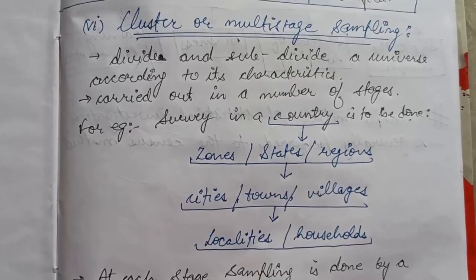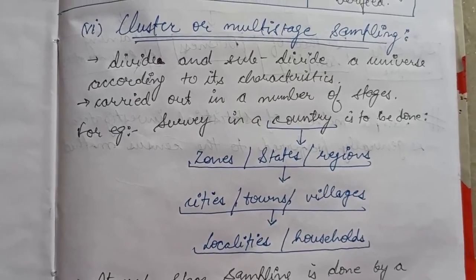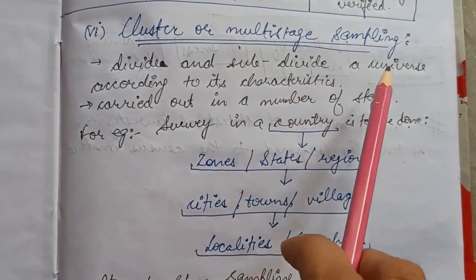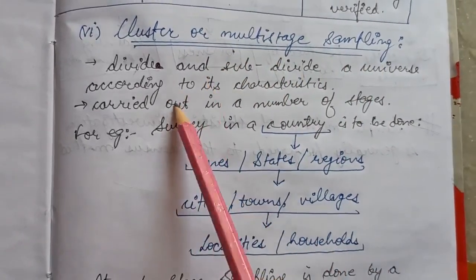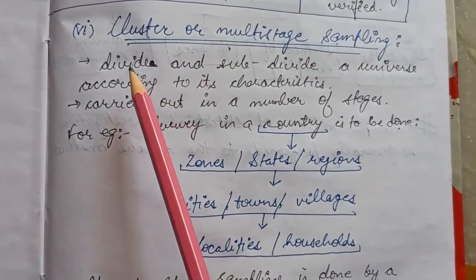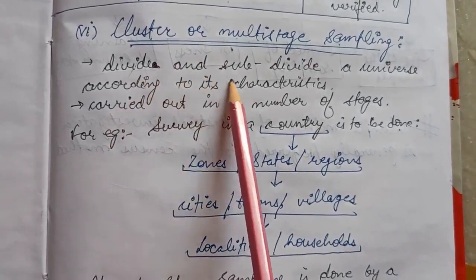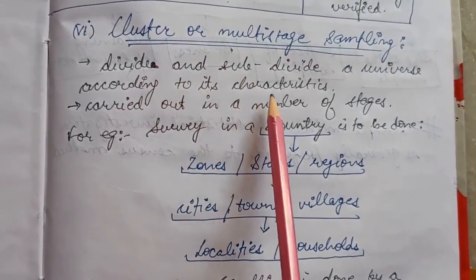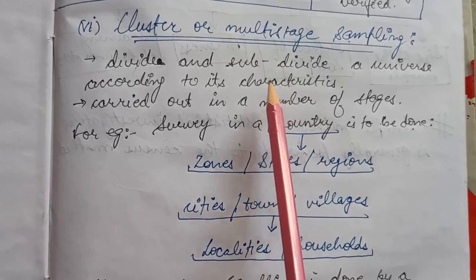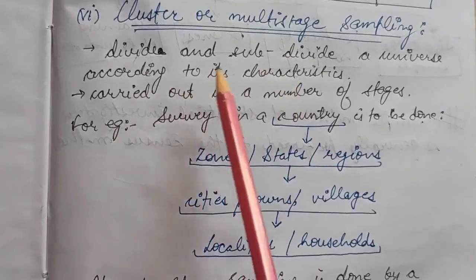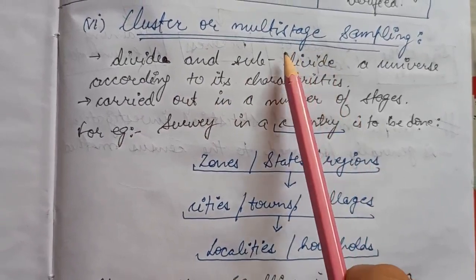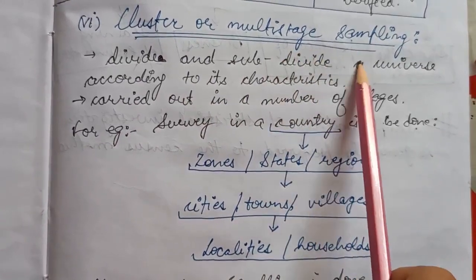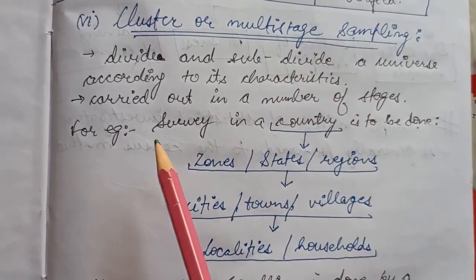And the last method of sampling is the cluster or multi-stage sampling. Now in this sampling method, the population is divided and subdivided according to its characteristics. Then this method is carried out in a number of stages, because of which it is known as the multi-stage sampling. Let's take an example which will make it more clear to you.